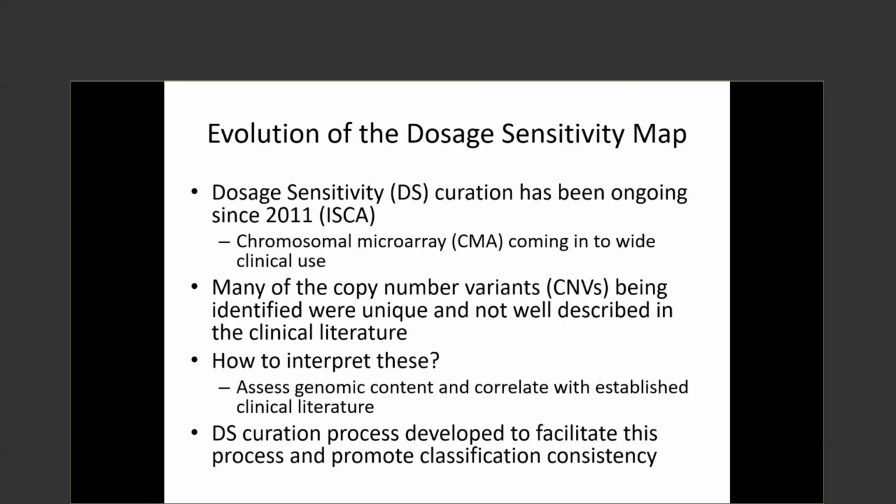Guidance at the time recommended that you assess the genes within the CNV and correlate with established clinical literature. Asking the question, do we have any evidence to suggest that loss or gain of even a single gene within the region results in a clinical phenotype? However, there weren't really any specific recommendations to tell people how they might go about doing this. So the dosage sensitivity curation process was developed in order to facilitate this for the genomics community and promote classification consistency.